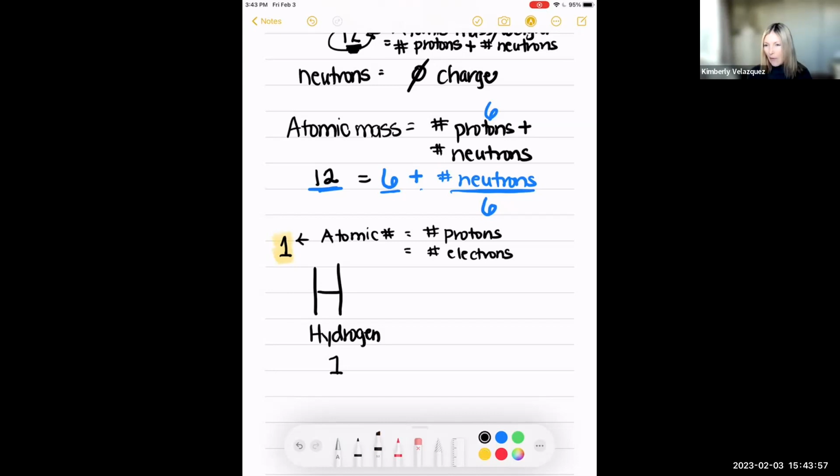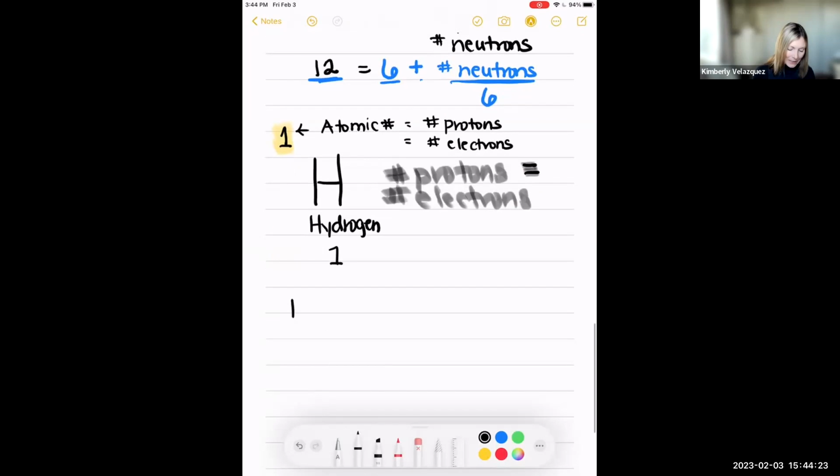In every atom on that periodic table, the number of protons is equal to the number of electrons. And I didn't really mean to write that with a highlighter. I just forgot to re-click over here. So the number of protons is equal to the number of electrons in every element on that periodic table.